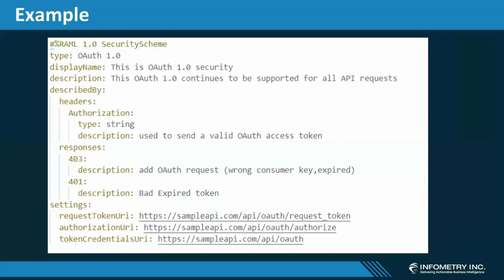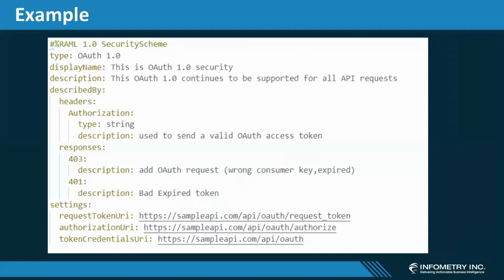As you can see, described by. When I say described by, I told you it will describe which parameters we need to use to send the authorization details. Here I'm considering headers. So in the header section, I'm saying this is the authorization. This is the key in the header section.